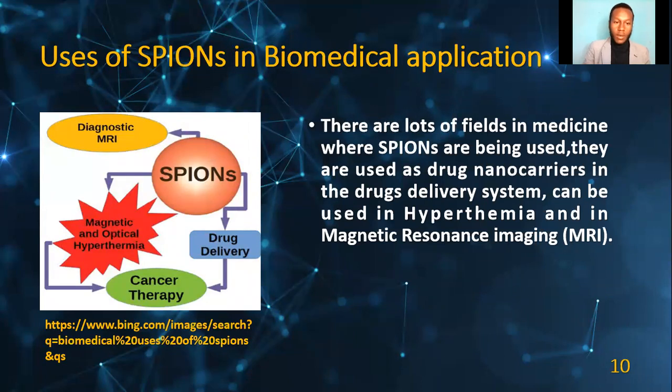The uses of SPION in biomedical application. There are a lot of fields where SPION are being used. For example, they are used in drug delivery systems. They are used in diagnostic MRI. They are used in magnetic and optical hyperthermia.